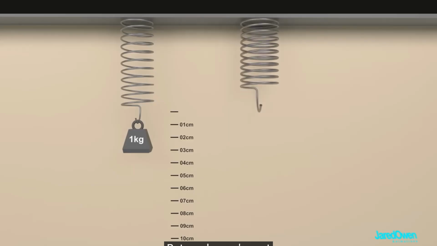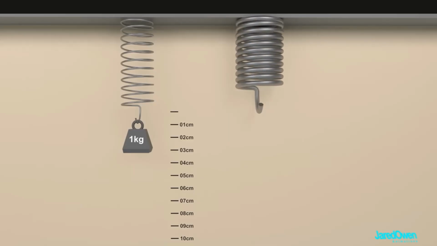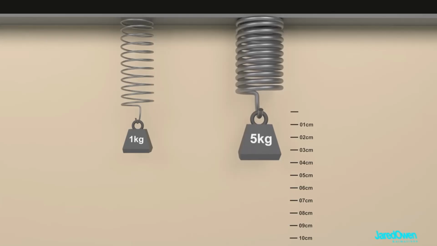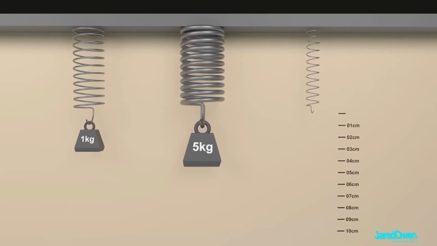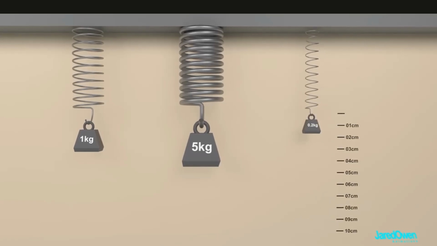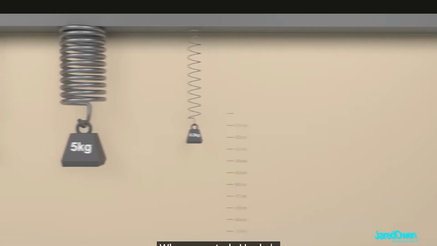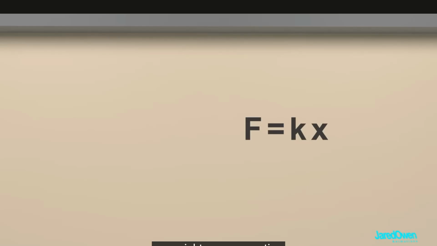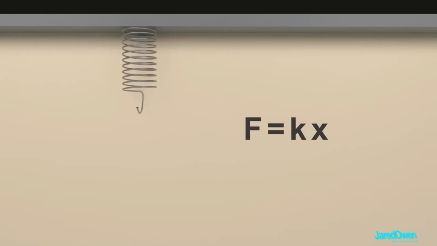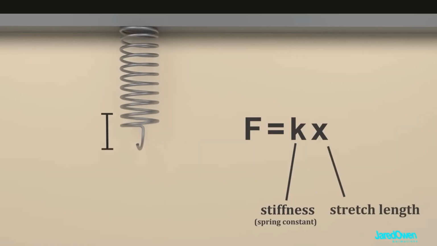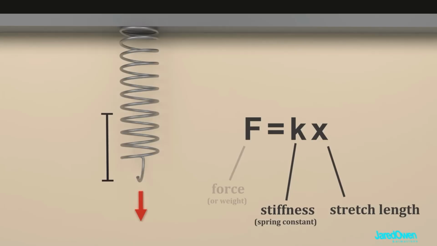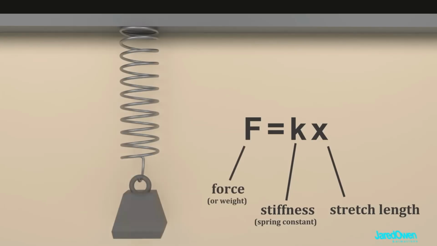But maybe you've got a really stiff spring. This one takes 5 kilograms to stretch at only 1 centimeter. Maybe you've got a really flexible spring. It takes barely any weight at all to stretch at 1 centimeter. When you study Hooke's law in your physics class, you might see an equation like this, F equals kx. The k is how stiff the spring is. X is how far the spring is stretched, which results in a downward force, or how heavy the object must be.